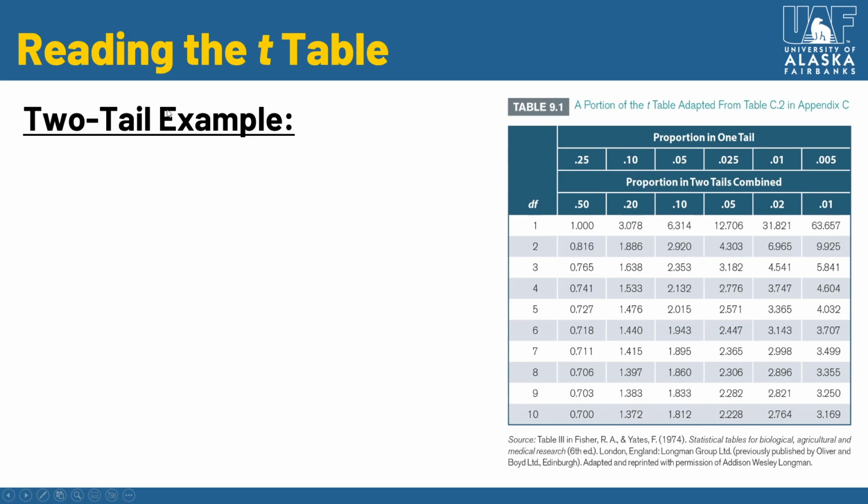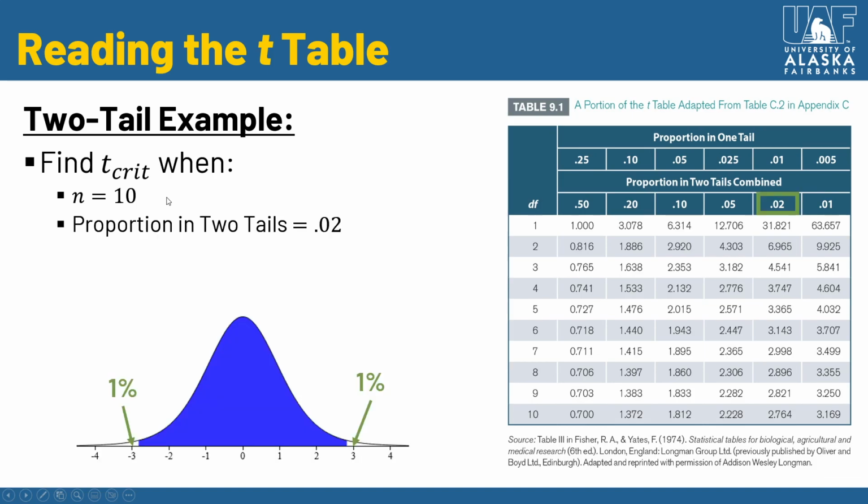And a 2-tail example, what you'll see in this module, let's say we need to find a critical value of t when n equals 10, and the proportion at 2 tails equals 0.02. Right, so 0.02, that means that this is 1% and this is 1%, right? Yeah, this is 98%, this is 1%, this is 1%, that's 100% altogether.